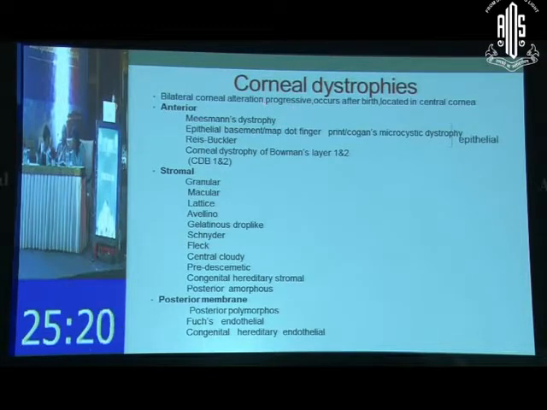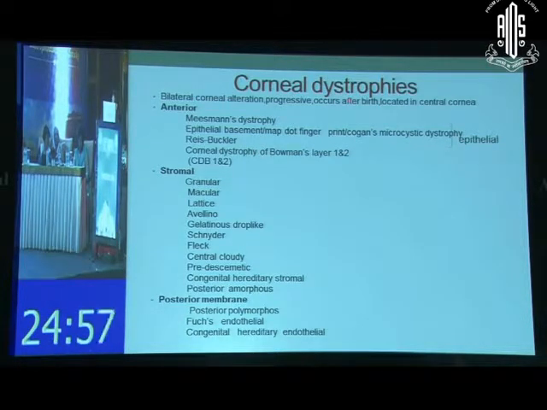Now coming to the main topic of cornea, don't get flustered by this long chart, but I'll be dealing with the important types of corneal dystrophies. Remember, the dystrophies are bilateral corneal alterations, they are progressive. They occur after birth and are located in the central cornea. Here I am narrowing down to the fact that you know the diagnosis.